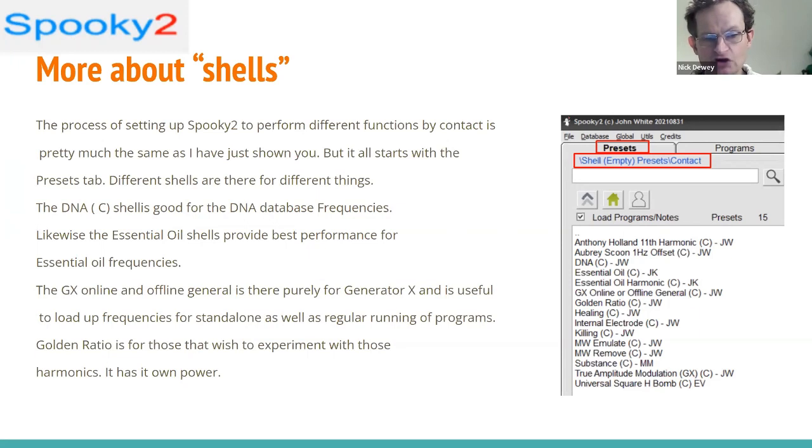The Generator X online and offline general is there purely for Generator X and therefore can't really be used for the XM generator. And it's useful to load up frequencies for standalone mode as well as regular running of programs, and it's pretty good. Golden ratio is for those who want to and need to experiment with that particular set of harmonics, and it has its own features and power. All right.